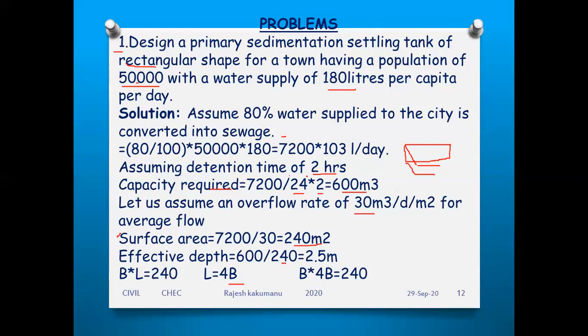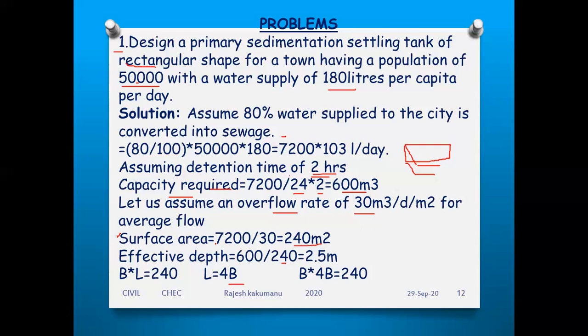Assuming the detention time is 2 hours, the capacity required is equal to 7,200 divided by 24 into 2 detention time, that is 600 meter cube. So the capacity is 600 meter cube. Then what you have to find? We have to find the overflow rate, which is 30 meter cube for the average flow. Therefore the surface area is 7,200 divided by 30, that is equal to 240 meter square.